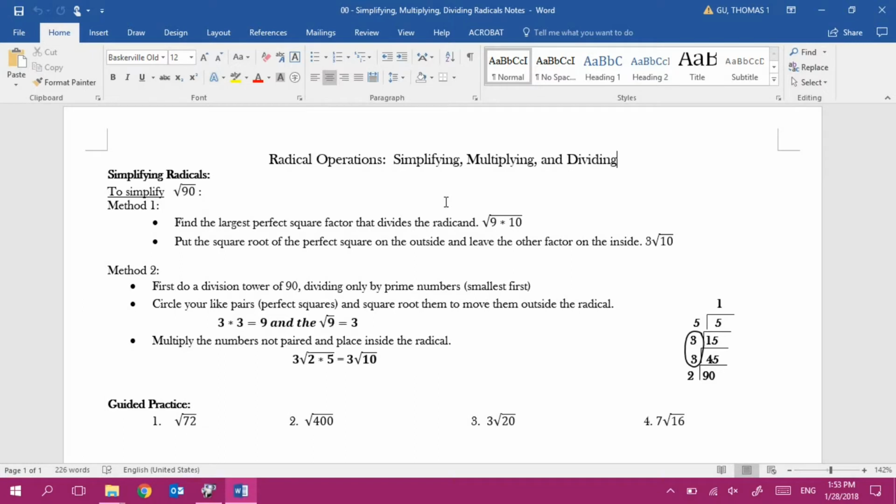So today, we're going to be learning about radicals. It's so radical, dude. We're going to learn how to simplify, multiply, and divide the radicals, dude. So first, we're going to start off with simplifying radicals.